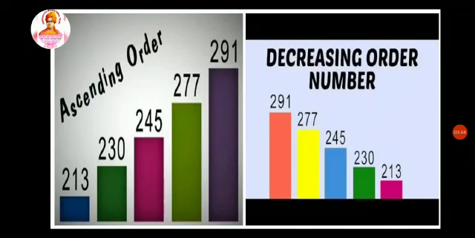Then you have an exercise on ascending order and descending order. Ascending order can also be called increasing order. Descending order can also be called decreasing order. That is, in ascending order, we arrange the numbers from the smallest number to the largest number. In descending order, it is the opposite: we arrange the numbers from big to small.